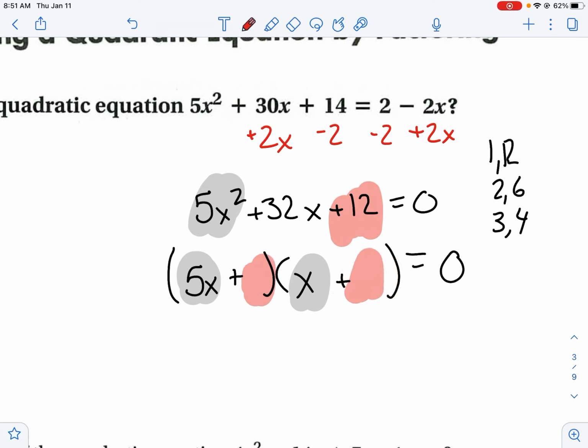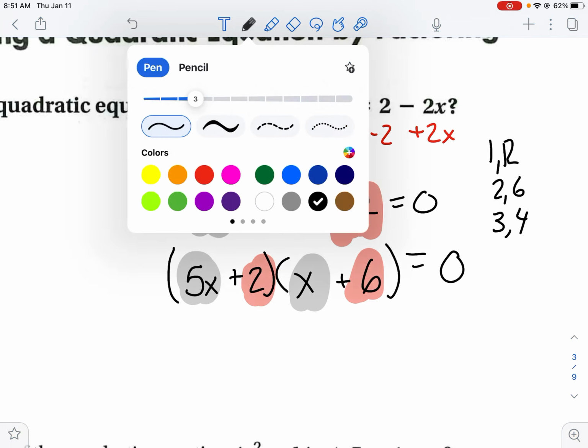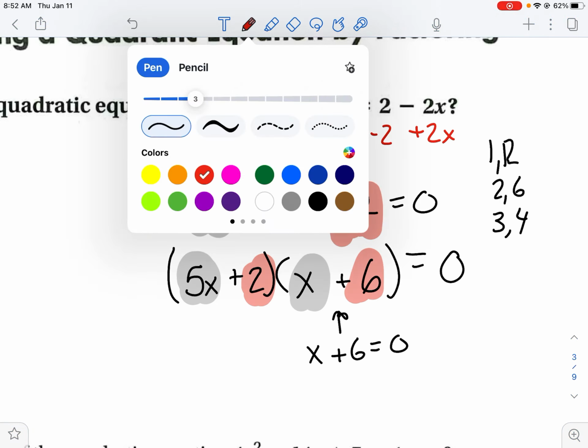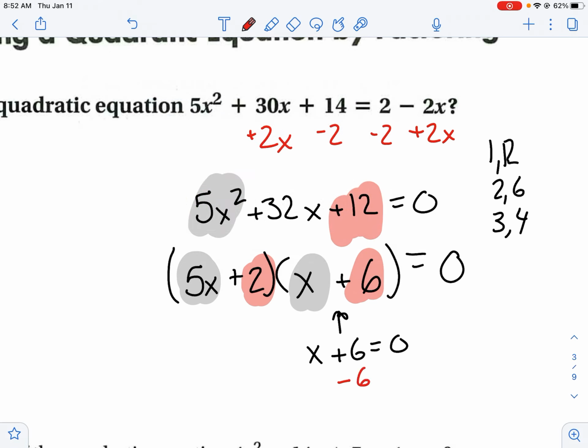If you put the 6 here, now it gets multiplied by 5 instead of x, and you put the 2 here, it gets multiplied by x instead of 5, and watch this. This will work. 30x for the outside, 5x times 6, plus 2x, yeah, 32x. So that's going to work. Now the solution right here is pretty easy. That's going to be negative 6, because negative 6 plus 6 gives you 0. So you get x equals negative 6.